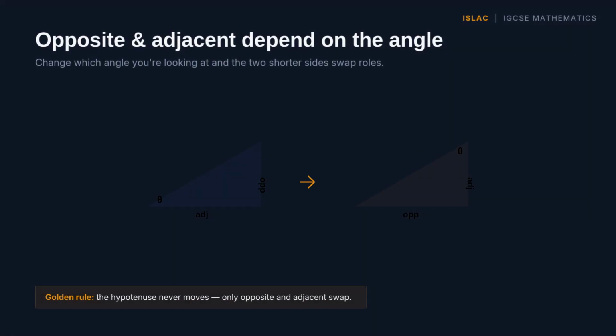This is the trap most students fall into. Move the angle to the other corner, and opposite and adjacent swap. The hypotenuse stays put. Relabel every single question.